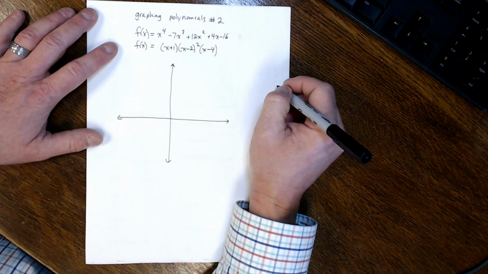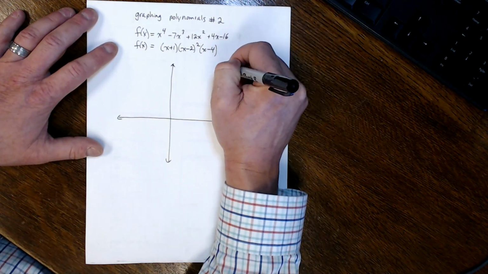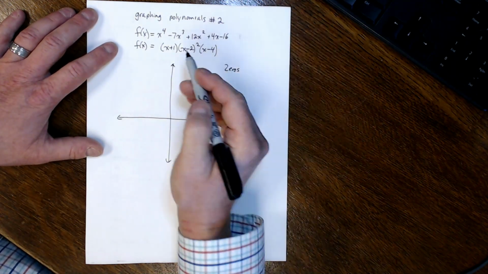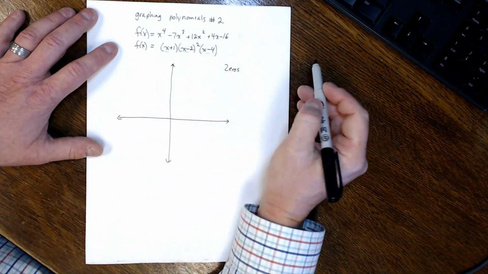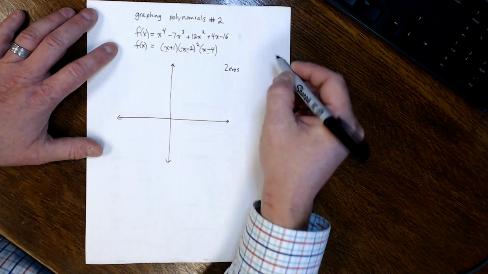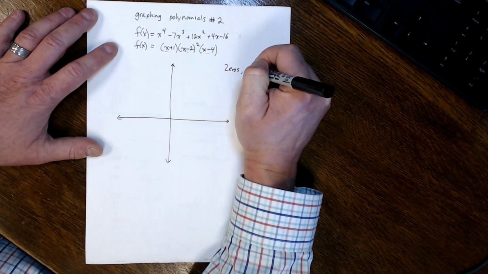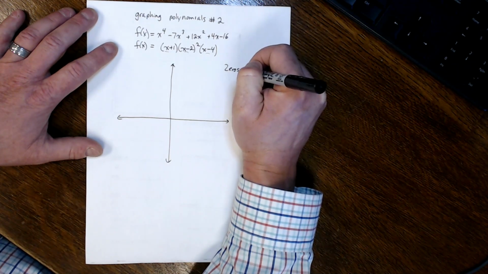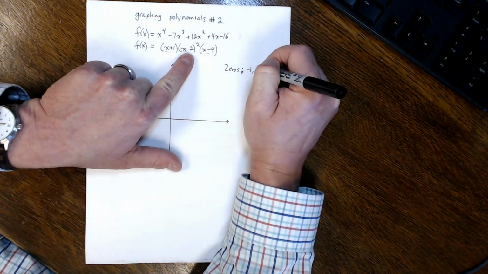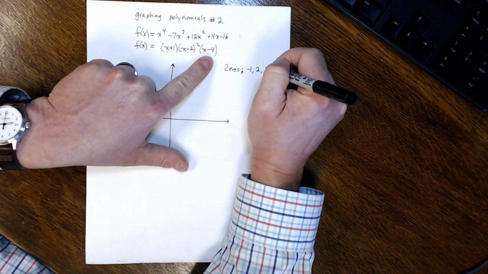First thing that we know is we have zeros. And those zeros occur when we take each one of these equations and we solve it for 0. So we're going to have zeros at -1, we're going to have it at +2, and also at +4.